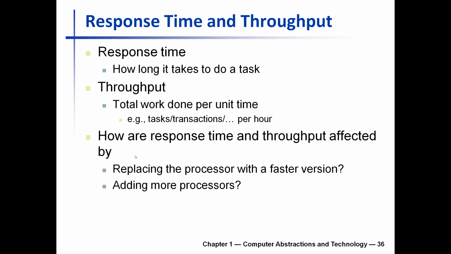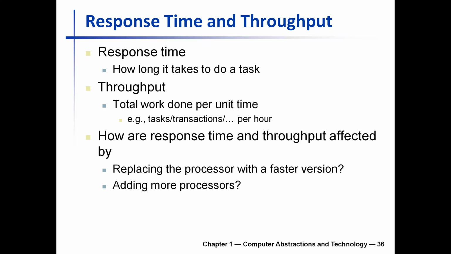Let me ask you this question: how are these two definitions, measures, response time and throughput of a computer system affected if we do one of these things? Let's first take the first question: replacing the processor with a faster version. Okay, so we have a computer system, we keep everything constant, we only replace the processor with a faster version. Same processor, but a faster version.